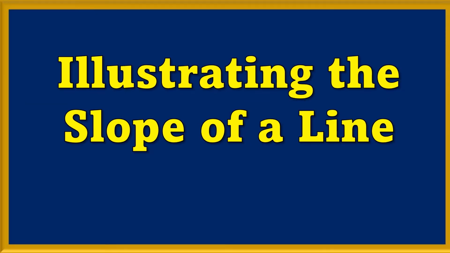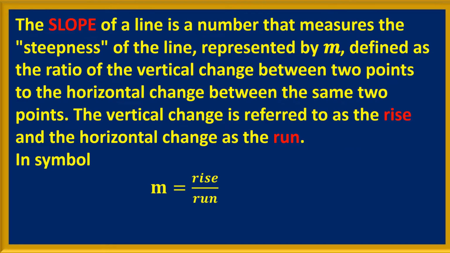Everyone, for today's video, our topic is about illustrating the slope of a line. The slope of a line is a number that measures the steepness of the line, represented by m, defined as the ratio of the vertical change between 2 points to the horizontal change between the same 2 points. The vertical change is referred to as the rise, and the horizontal change as the run. In symbol, m equals rise over run.